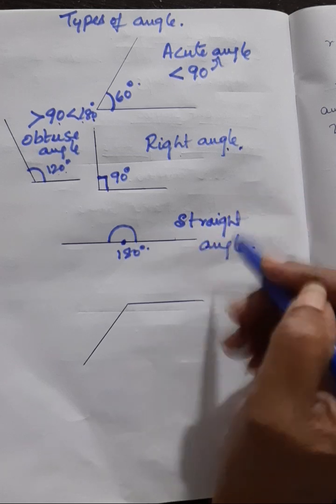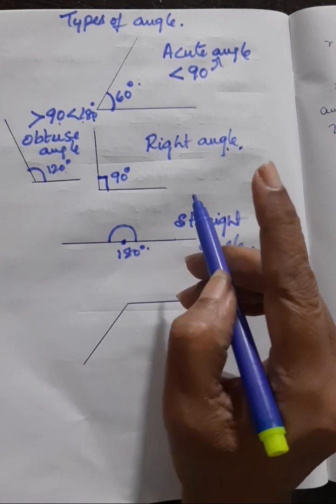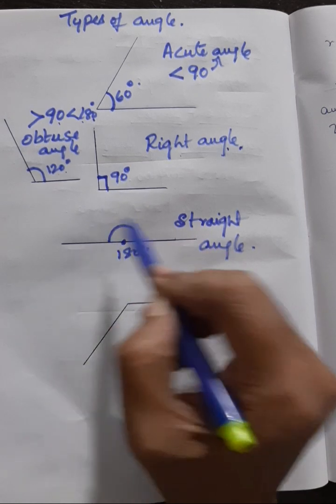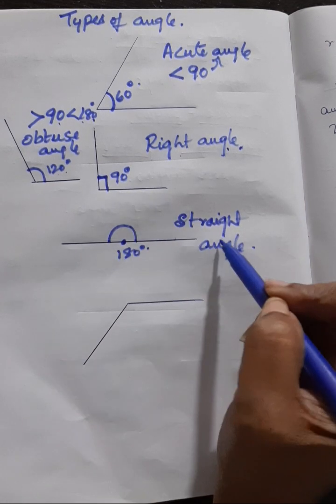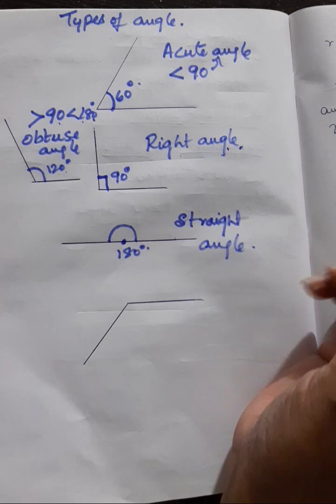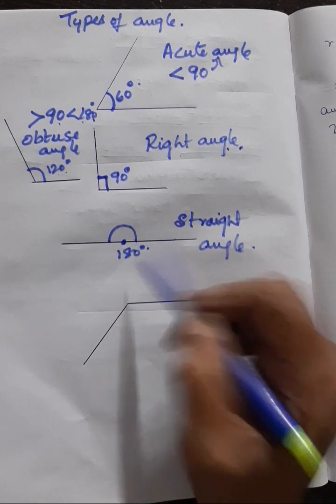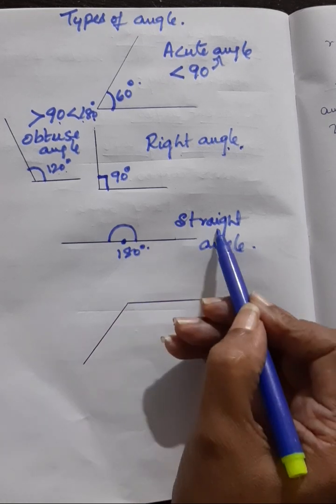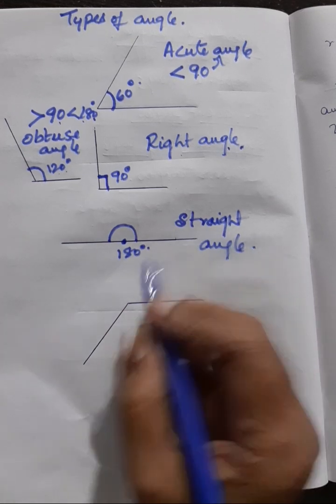So in straight angle, how many right angles are there? Two right angles. 90 plus 90, we get two right angles. 90 plus 90, 180 degree. The angle which measures 180 degree, we call it as straight angle.